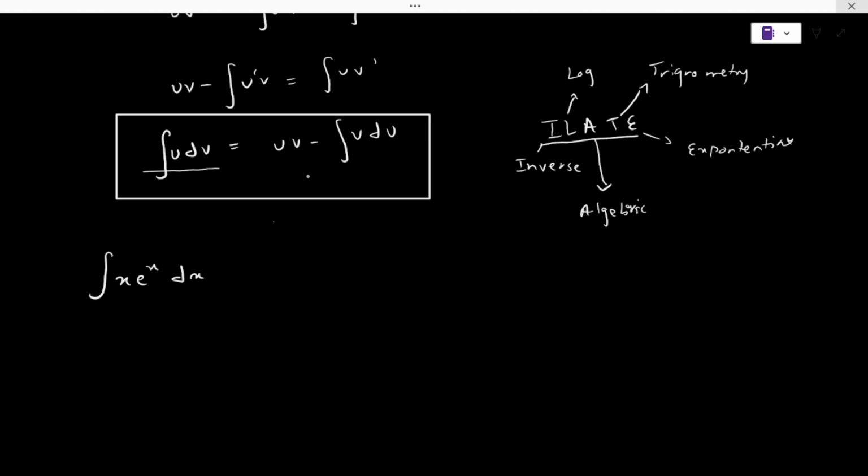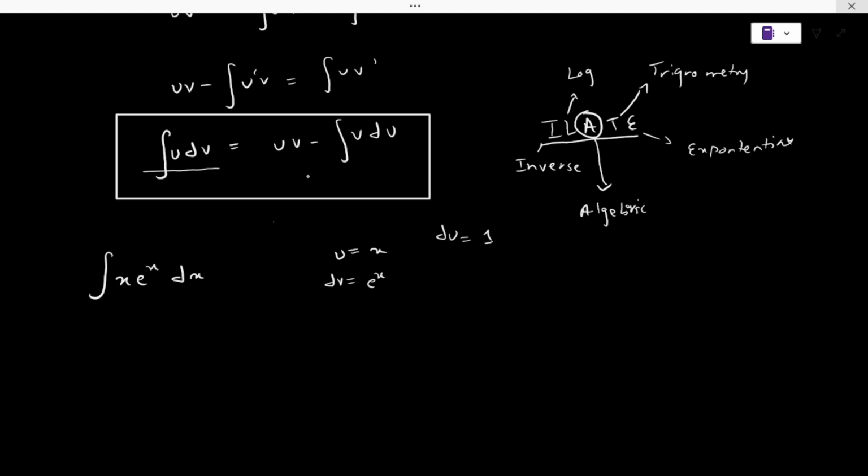Since we do not have any inverse or log function in this integration question, the most prioritized thing is A, which is algebraic. So u will be x and dv will be e to the power x, the remaining part. Now, in order to further solve this integration by parts, we need du and v. du is basically the differential of u, which is here 1, since the differential of x is 1.